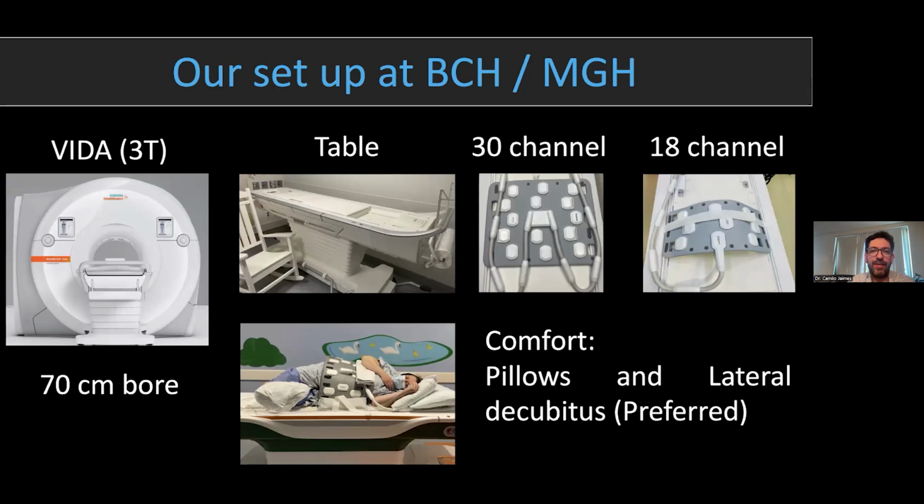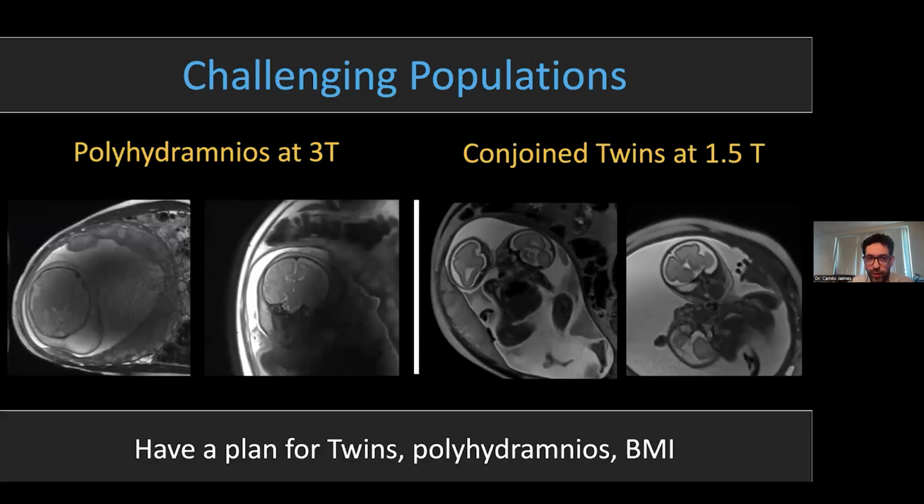In my experience, having a coil array that is larger almost guarantees that you're probably going to capture the fetus. So I like the 30 channel abdominal coil over the 18 channel abdominal coil because just by virtue of its size, you're likely to end up in the appropriate coverage.